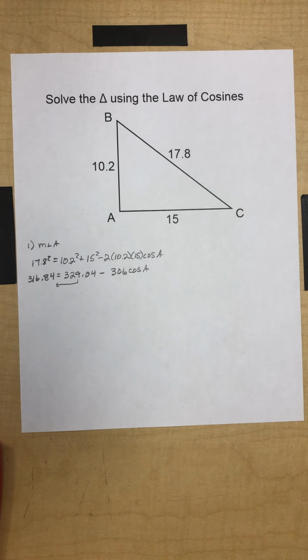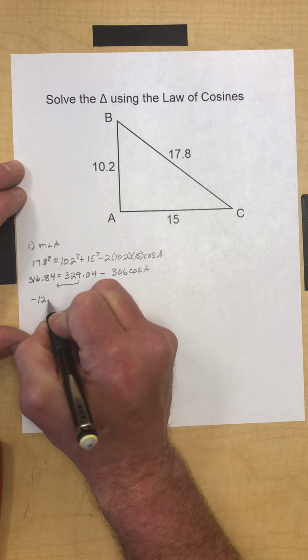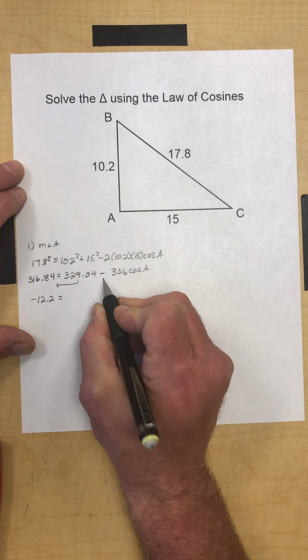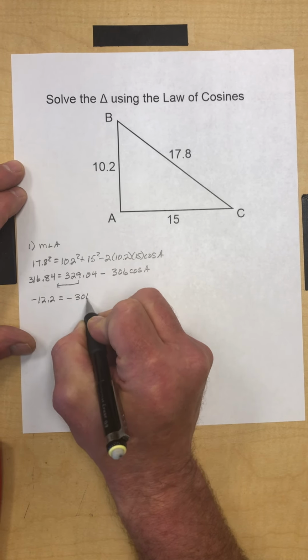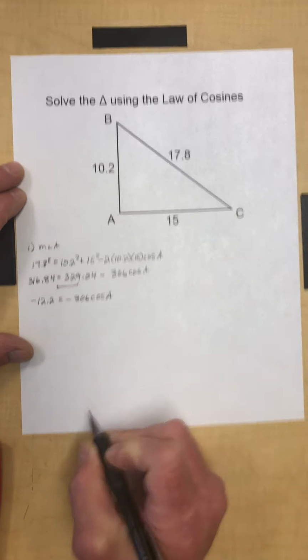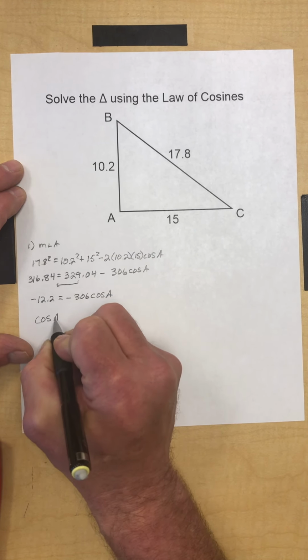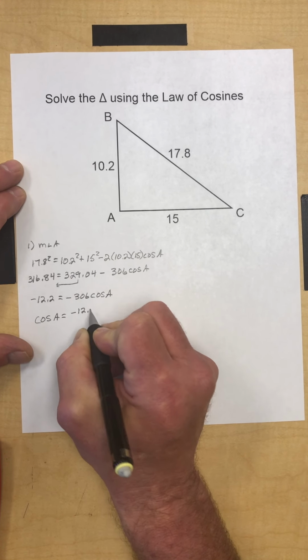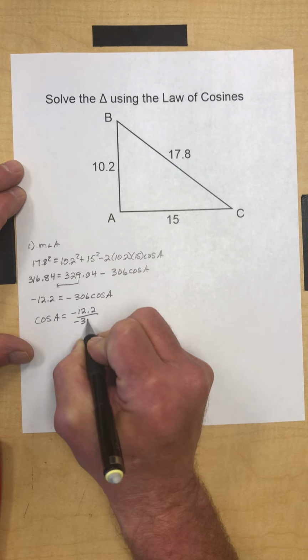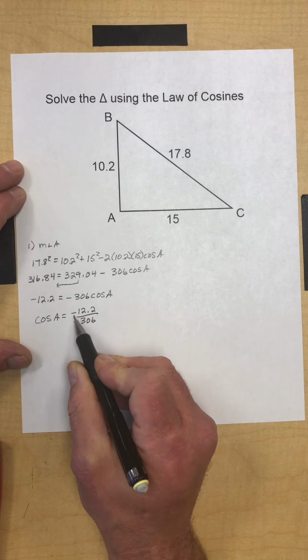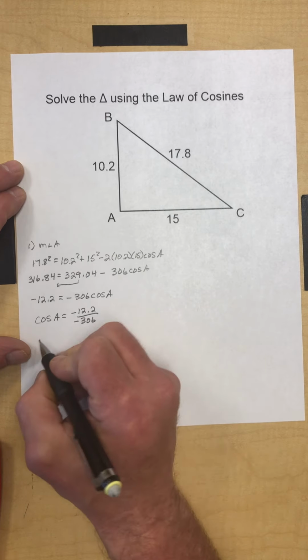So I've got to isolate this, so I start by subtracting 329.04 from both sides. 316.84 minus 329.04, I'm sorry, that's a 4, not a 7, equals negative 12.2, equals, don't forget the negative sign here, negative 306 cosine of angle A. So here I'd have to divide both sides by negative 306. So the cosine of angle A equals negative 12.2 divided by negative 306. And again, notice they're both negative, so you could drop the negative signs, they cancel each other out.